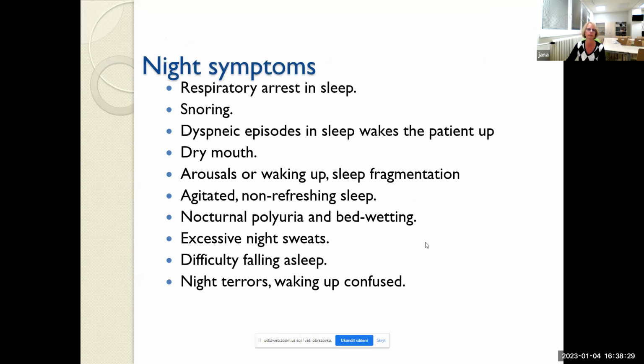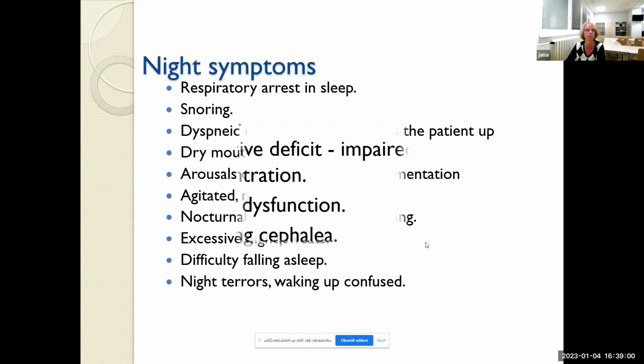Night symptoms. It is about respiratory arrest in sleep, snoring, dyspneic episodes, dry mouth, arousals or waking up, sleep fragmentation. They are agitated, with non-refreshing sleep. They have nocturnal polyuria, which is very annoying, and they think they should go to urology care, but that is not the point because the etiology is somewhere else. Also, they can sweat very much. They can have difficulty falling asleep again, and they have night terrors or wake up confused.